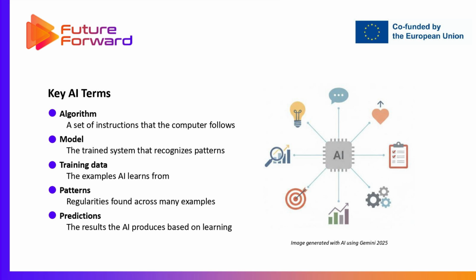Training data refers to the examples the AI learns from, such as images, sounds, or text. Patterns are the regularities the AI discovers by comparing many examples. And predictions are the outputs the system produces based on what it has learned.